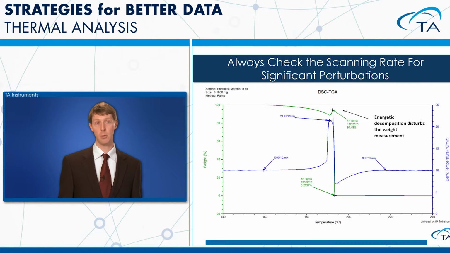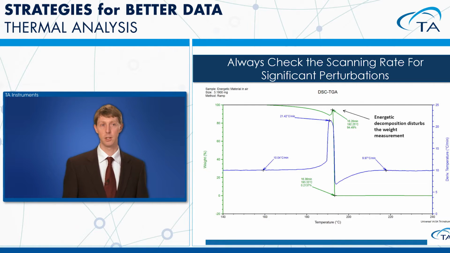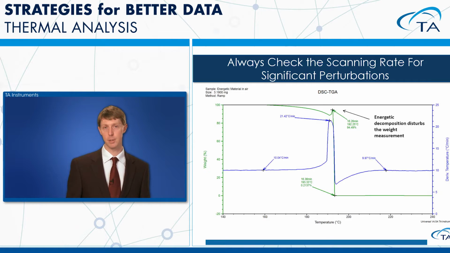Now, you can always look at the scanning rate and the heating rate, plot it versus time or temperature to see that the reaction is going through a fairly violent or energetic decomposition. But usually minor anomalies that show up in your weight signal like that are associated more with the sample going through some violent reaction of some kind.